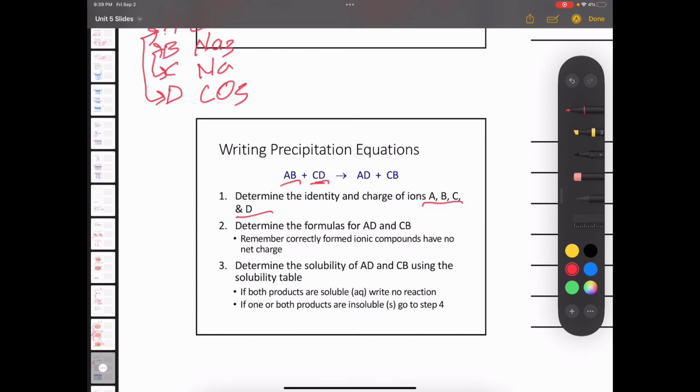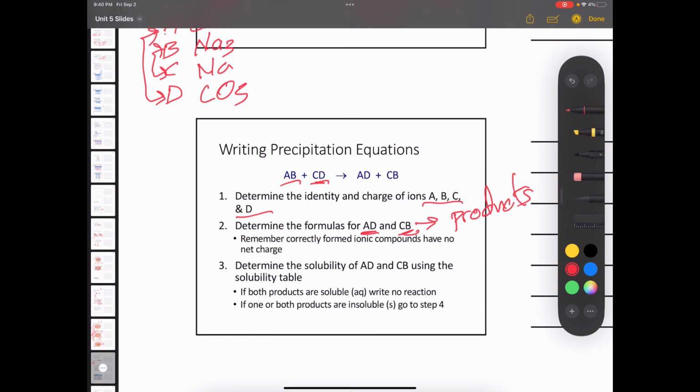Okay? Then you will determine the AD and the CB formula on the product side. Okay, so at this point, these are your products. And then you remember to correctly form the ionic compounds that have no net charge. So the charge that you're forming on these ionic compounds must have no charge on top of it. So the net charge has to be zero. We'll do an example and you will see exactly what I mean by this.